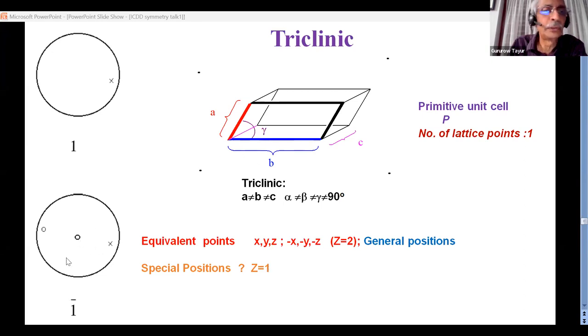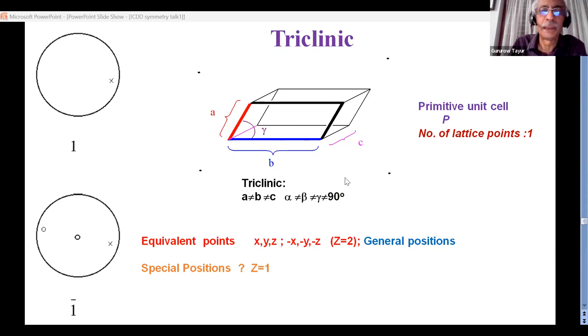That means we can have molecules, atoms, or whatever sitting at the origin associated with this crystal system. And that gives us the possibility of having a special position, because z is now 1, even though the space group allows two possibilities. This is true with all these positions at the edges, because these are translational periodicities. That means 0, 0, 0, 1, 0, 0 in the x direction, 0, 1, 0 in the y direction, and 0, 0, 1 in the z direction. So all these three possibilities are similar.